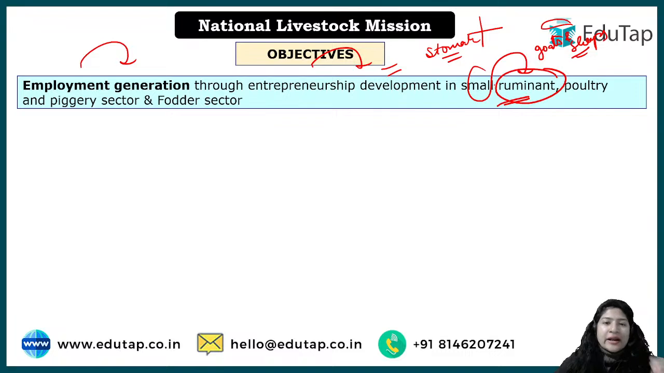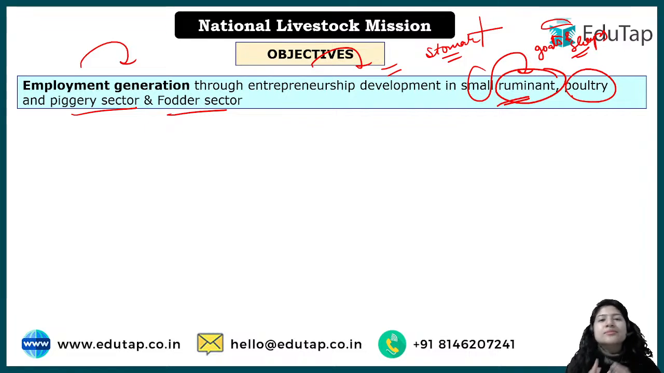Under this particular mission, employment generation opportunities will be there for the people who want to get involved in goat and sheep production and the other associated entrepreneurship activities, which we will understand one by one: poultry and piggery sector and also the fodder sector. So what you have to keep in mind: employment generation in which areas? Goats and sheep cases. Poultry are your birds.